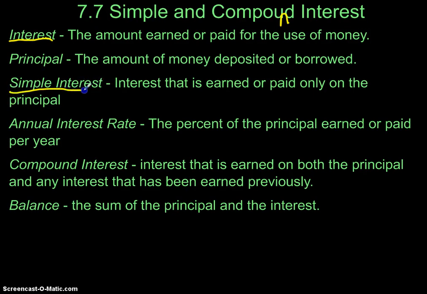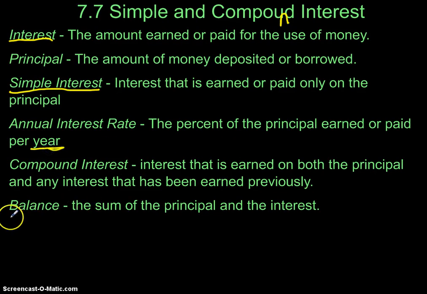Okay, so simple interest is interest, but we have two different kinds of interest, simple and compound. Compound is interest that is earned both on the principal that you put in and any interest that has been previously earned. So it just kind of starts adding up over time. Okay. Annual interest rate, that's the percent of the principal earned or paid per year. So it's a percent, and it's paid per year. Okay. And this is important, not monthly, it's yearly.